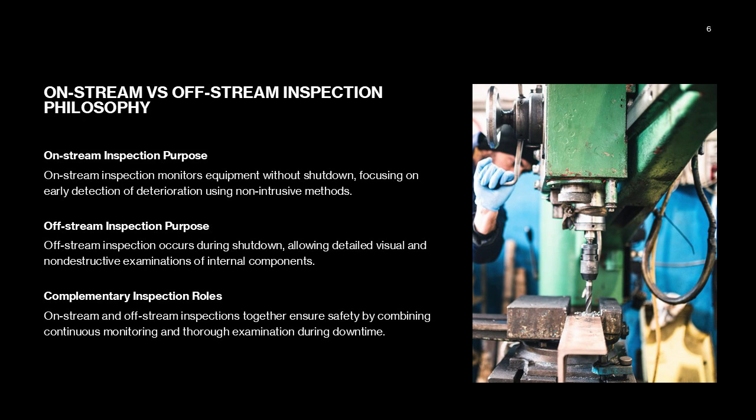Off-stream inspection, conducted during a planned shutdown, allows for a much more thorough examination. Internal access enables detailed visual inspection of the shell, heads, welds, and internals, as well as the application of a wider range of non-destructive examination techniques. Inspectors must understand the limitations and strengths of each approach and ensure that findings from on-stream monitoring are used to effectively plan the scope and focus of off-stream inspections.